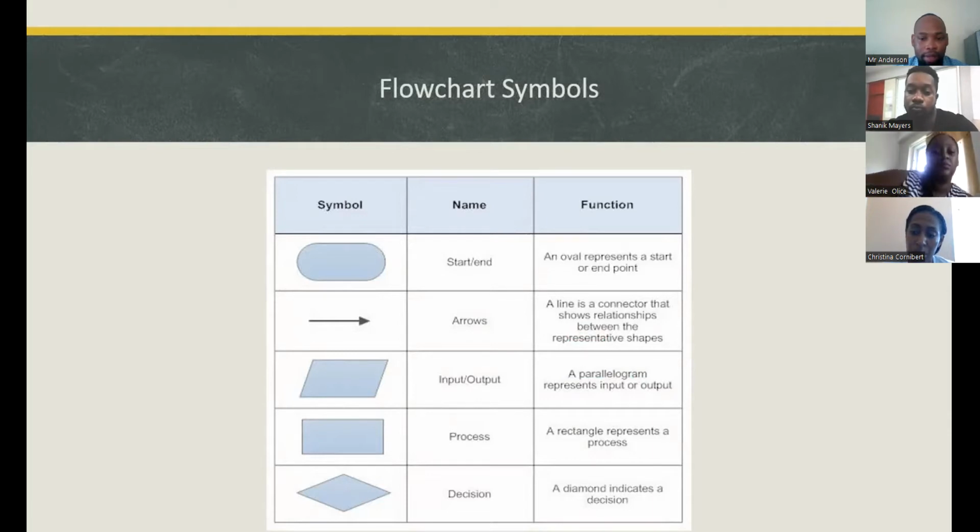Next, we have a diamond. Sometimes we call it a rhombus. Okay, and it indicates a decision happening in your flowchart. Okay, so these are the symbols we use to create a flowchart in problem solving.